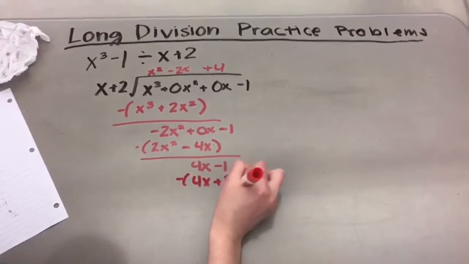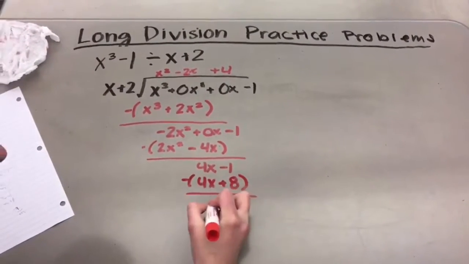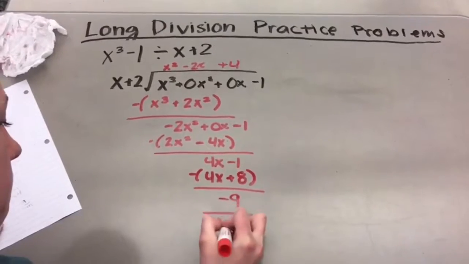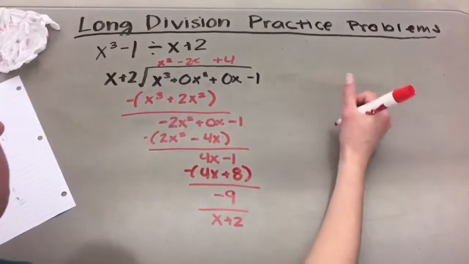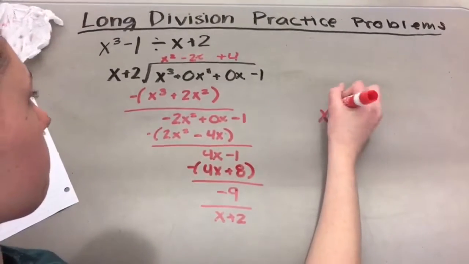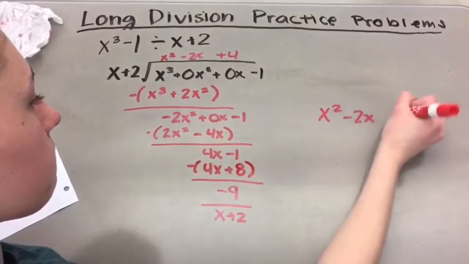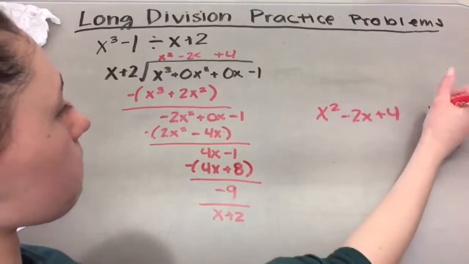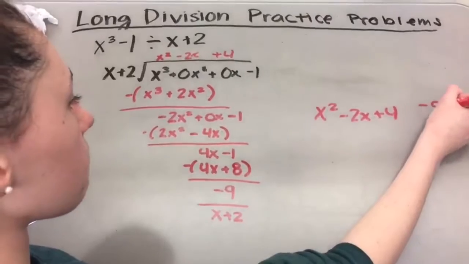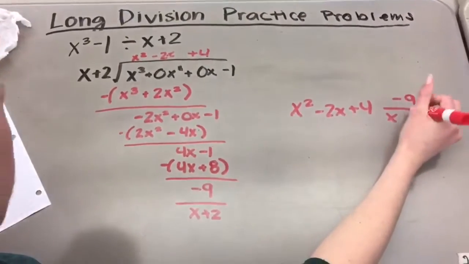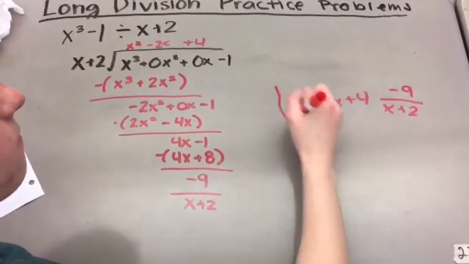Then you have to cancel out the 4x, so you multiply 4 times x and 4 times 2, so it's 4x plus 8. You then subtract 4x from 4x and 8 from negative 1, and your answer comes out as x squared minus 2x plus 4 plus negative 9 over x plus 2 as your remainder.